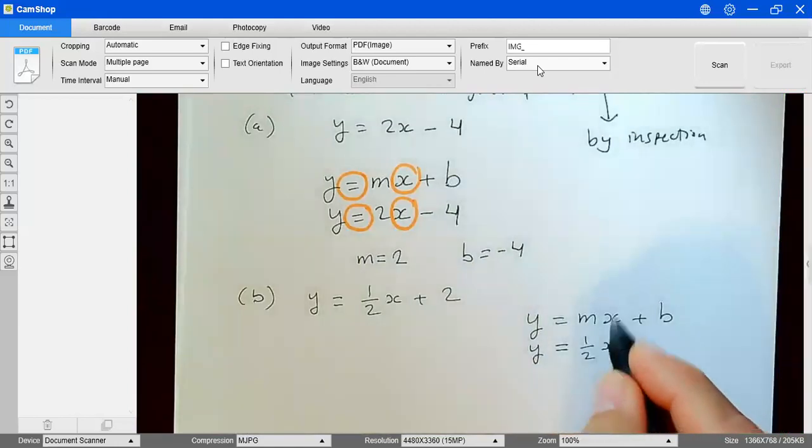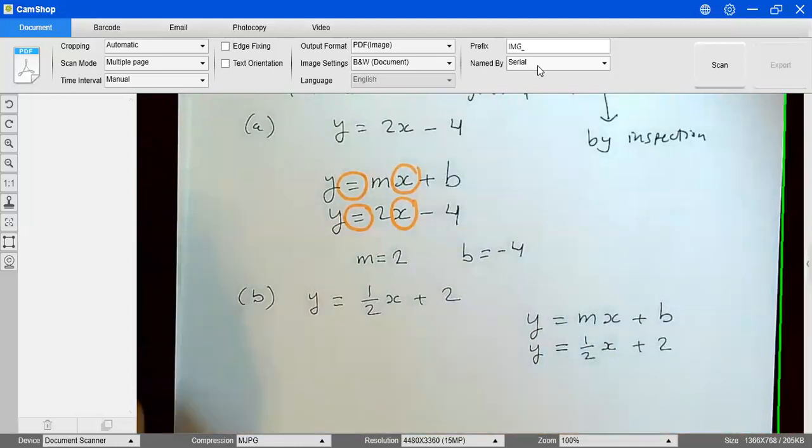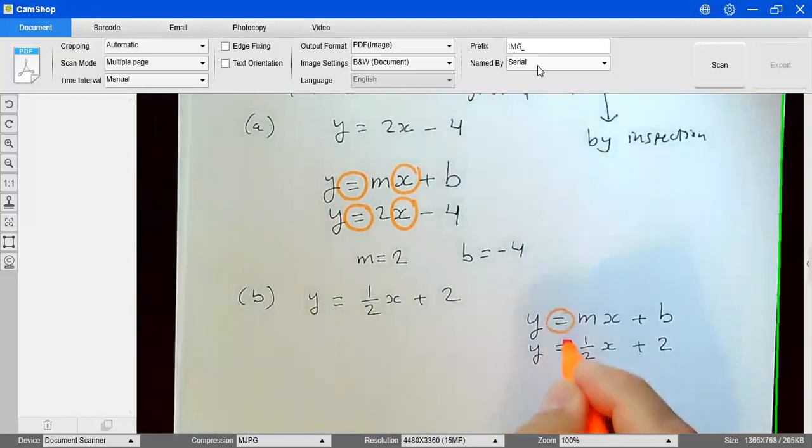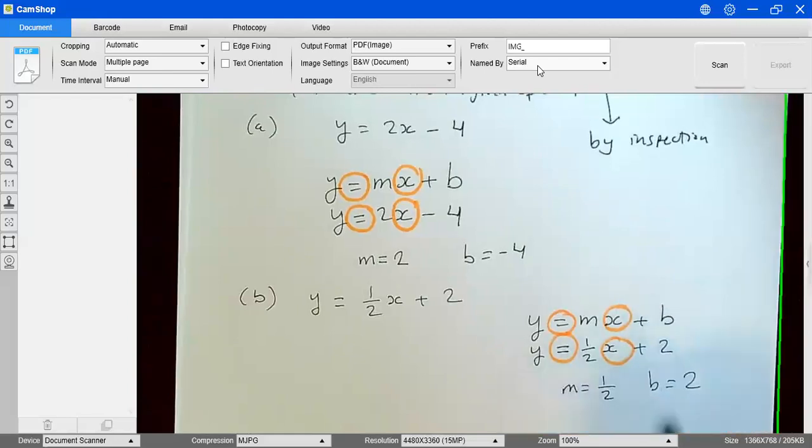So especially I'm trying to align x, I'm trying to align the equal sign. So in that way, I'm going to be able to check the information that is giving me this equation. So m equals 1/2 and b equals 2. So the slope is 1/2.